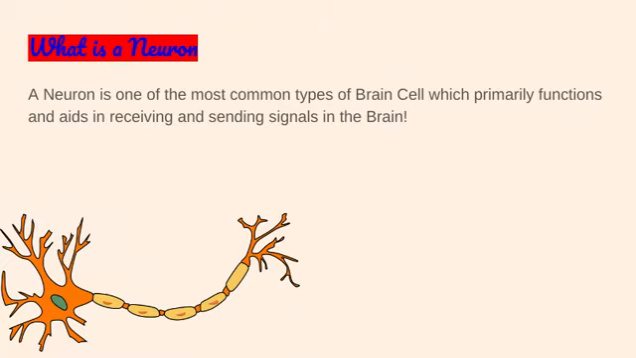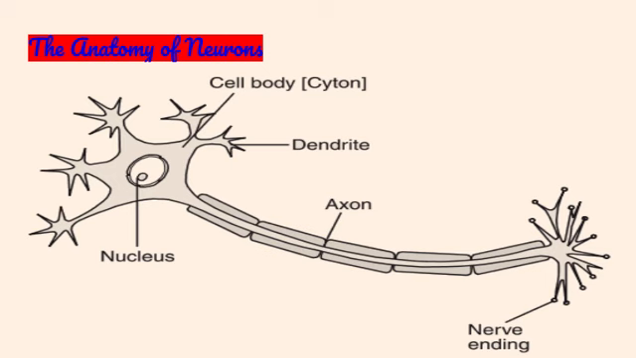Well, what exactly is a neuron? A neuron is one of the most common types of brain cell, which primarily functions in receiving and sending signals in the brain. So it's extremely important. Without it, we couldn't think, we couldn't have memories, we couldn't function. It is extremely important. And now, the anatomy of neurons.